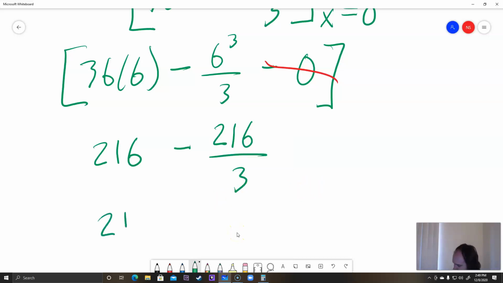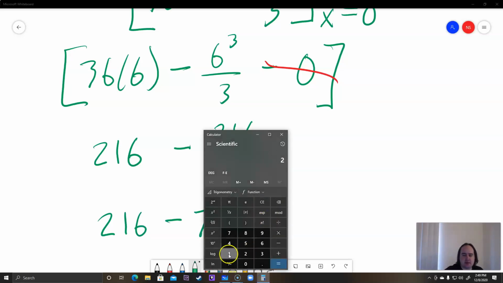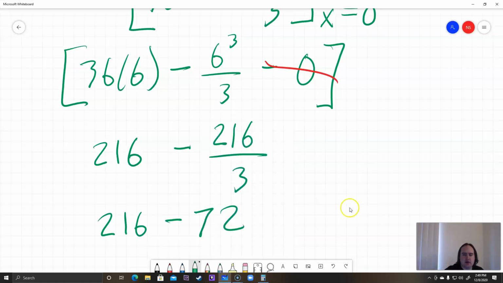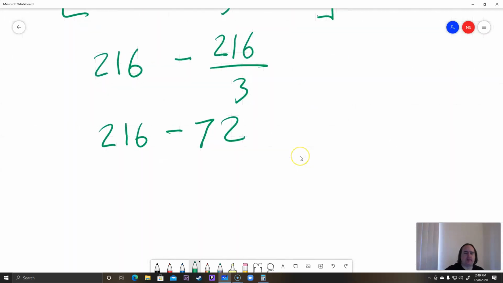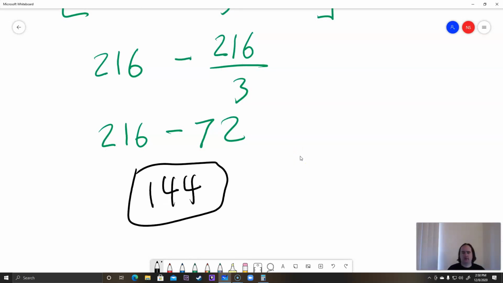Okay, so we have 216 minus 72. Okay, and 216 minus 72, again, just using a calculator to be lazy, is 144. Okay, so our answer is 144. So that one was also a lot of work, but hopefully not too bad.